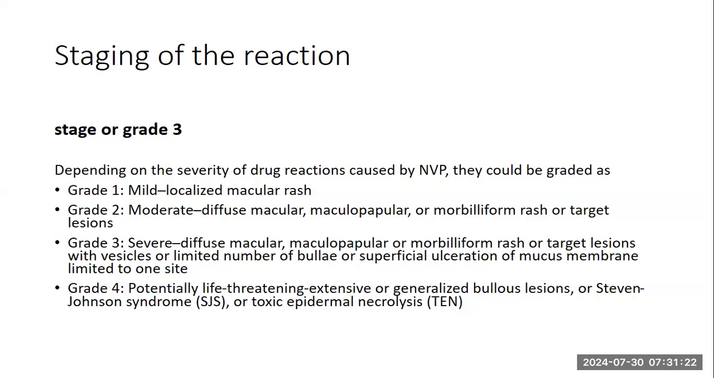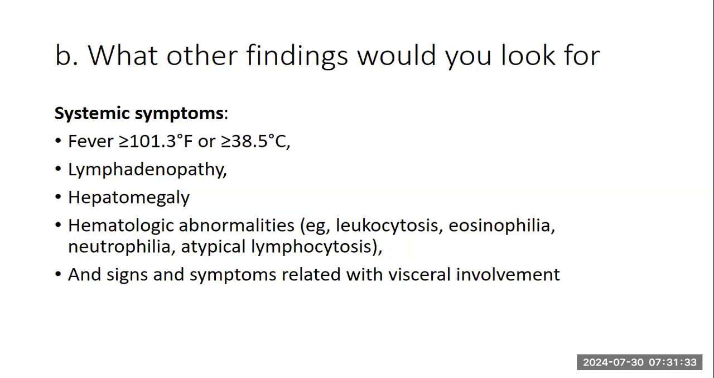When you have grade 4, you have life-threatening skin involvement, which would probably lead you to Stevens-Johnson syndrome or TEN. Now, what other findings do you look for in this patient? In terms of examination, the patient may present with fever. When you examine the patient, there may be lymphadenopathy, hepatomegaly, and other signs and symptoms related to visceral involvement. The other important part is the full blood count, where you may look for leukocytosis, eosinophilia, and atypical lymphocytosis.